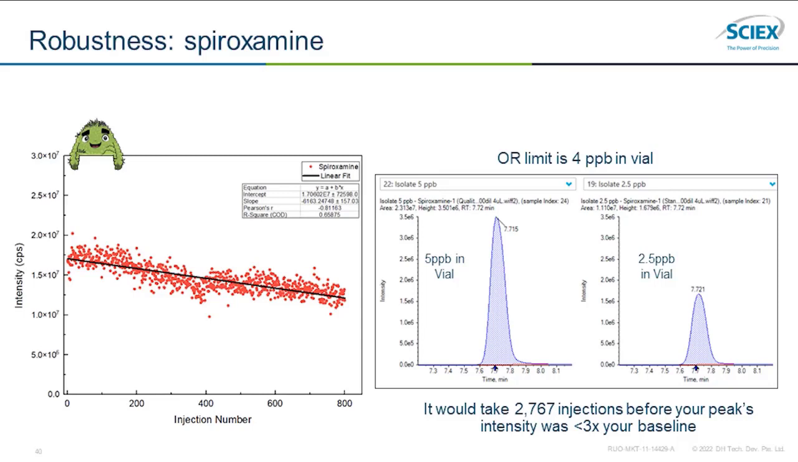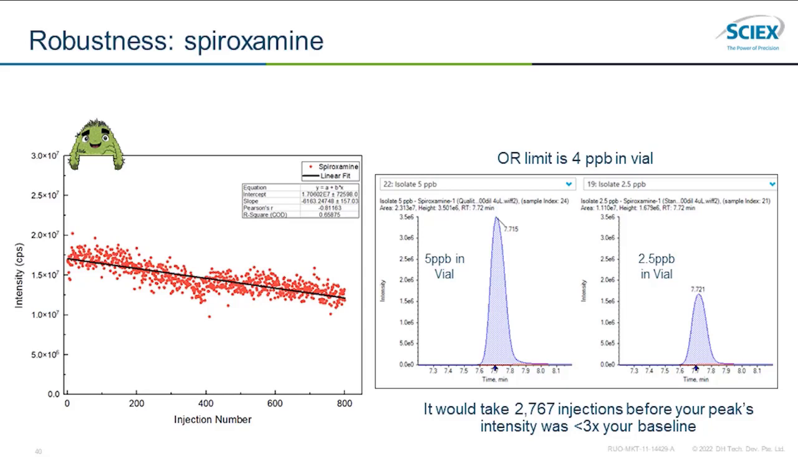So the organ limit for this compound is 4 ppb in vial. So what we did was we used this linear regression to predict at what injection our peak would be less than 3x our baseline. So getting back to that sensitivity portion we talked about earlier. And for this particular compound, at about 2,800 injections would be that time when that peak would no longer meet your sensitivity requirements. So this would be when you would have to go ahead and clean to gain that sensitivity back.